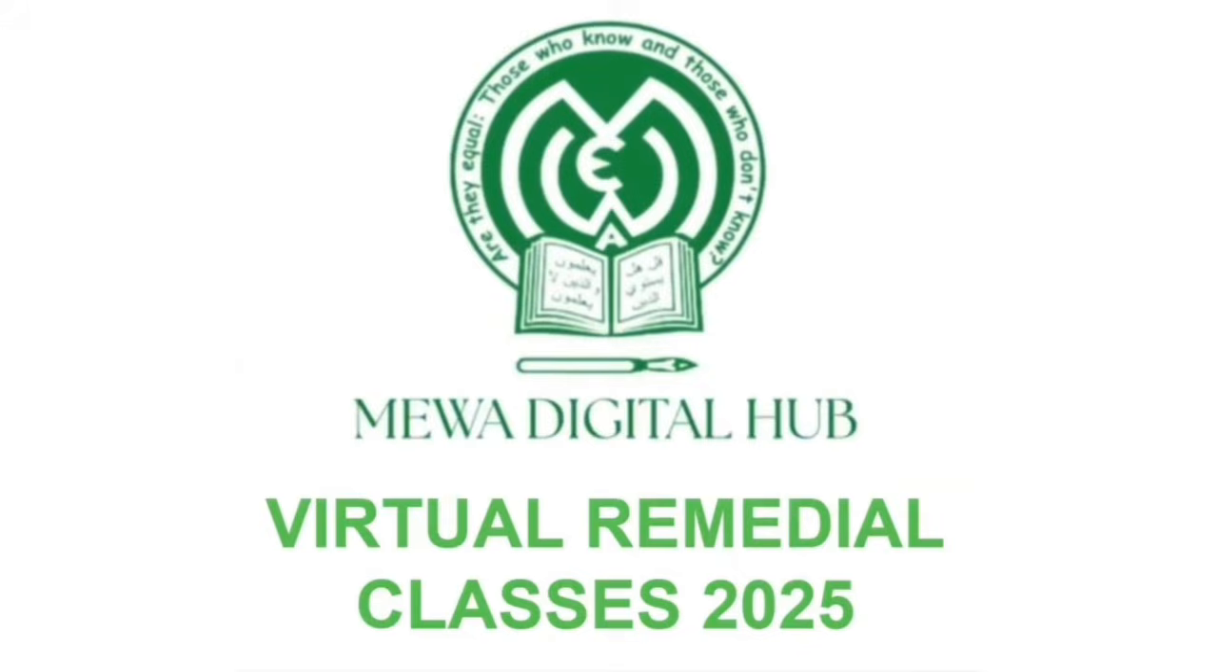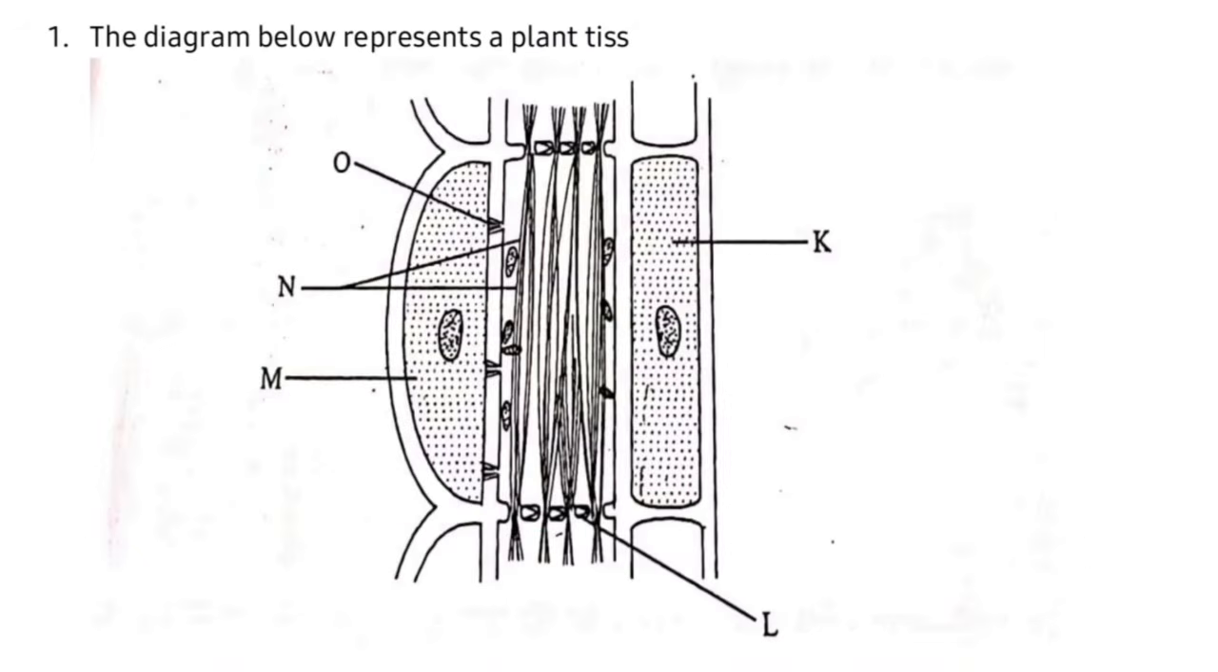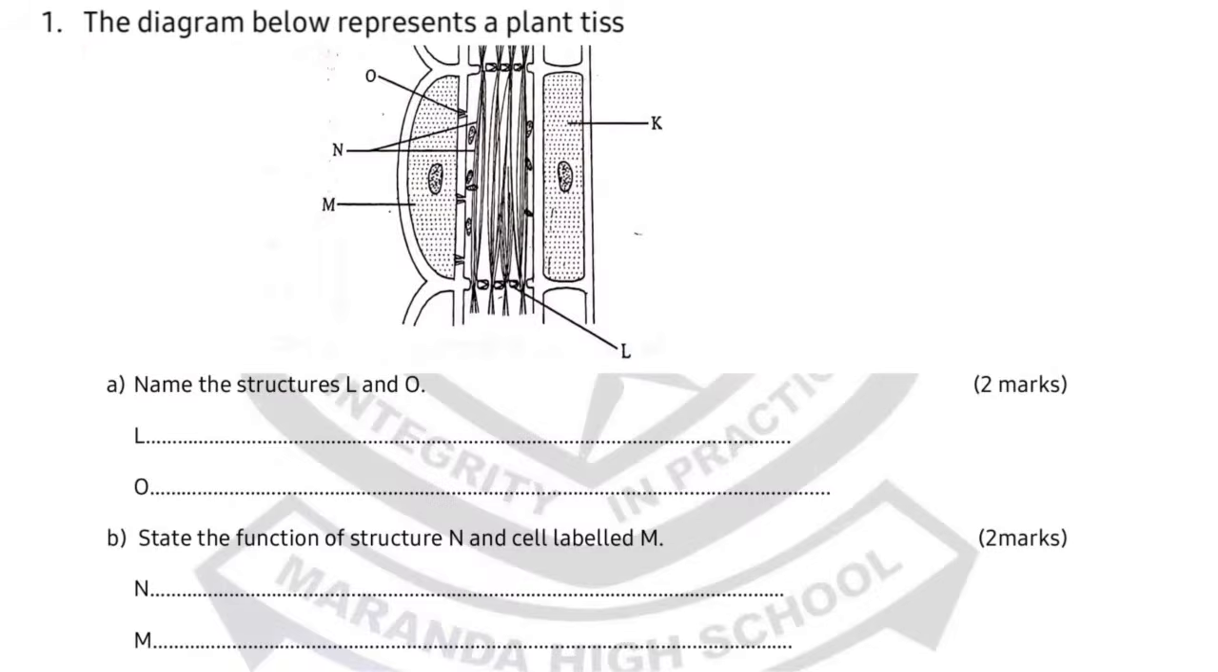Let us discuss the Maranda High School mock exam biology paper 2. On to our first question. The diagram below represents a plant tissue. Okay, let's have a look at it. This is clearly the phloem tissue that is involved in translocation of manufactured food substances. So this simply means that it transports manufactured food substances in solution form from the leaves to the rest of the plant.